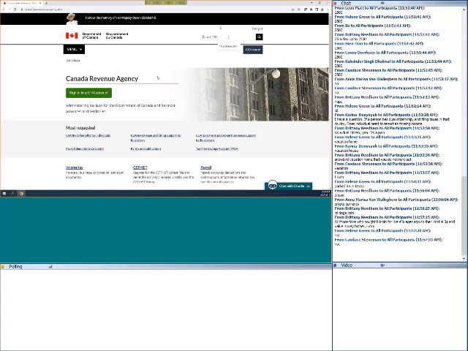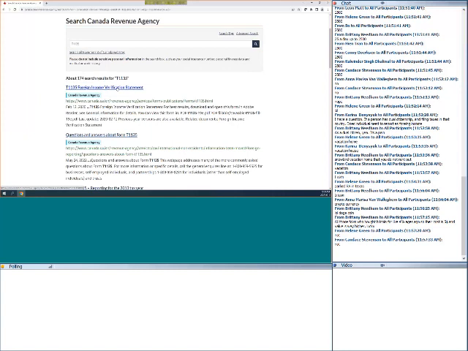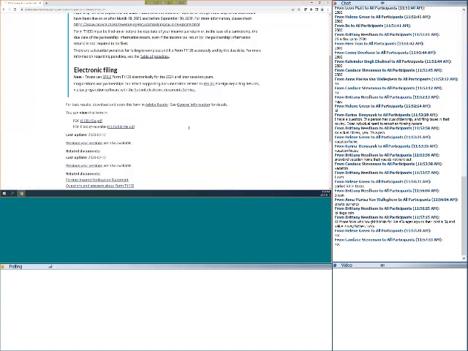If you know the name of the form you're looking for, it can be really easy to find. You're just going to type in the name of the form. So I could type in T1135. If I don't know the name, but I know it's a foreign income verification statement, I could do that. But in this case, because I know I'm looking for a T1135, I do this one all the time. You're just going to search, and it'll be the first one that comes up, T1135. And then we're going to do a fillable form.